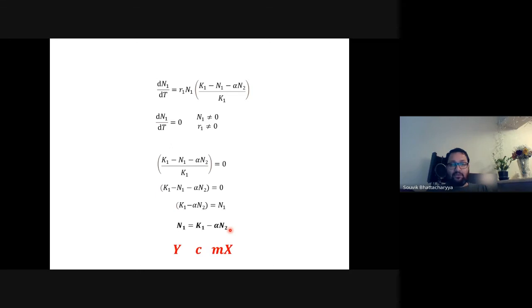This equation should look similar to you, because it is similar. It is almost like y equals mx plus c, where this part is the y, this part is the mx, although this is negative, not positive. So it's y equals negative component of mx plus c. So if we now plot N1 and N2, that is y and x, we will expect a straight line. And the straight line will have a slope, and the slope will be m, or alpha. Let's look.